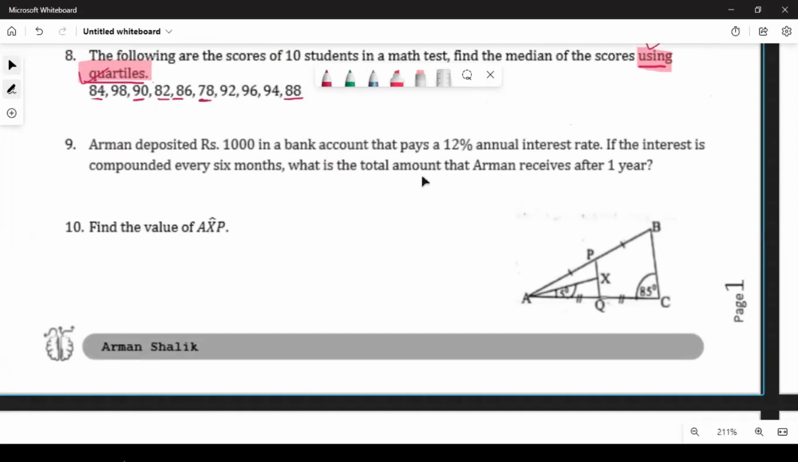Arman deposited 1,000 rupees in a bank account that pays a 12% annual interest rate. If the interest is compounded every 6 months, what is the total amount that Arman receives after 1 year? So this is related to compound interest, and they want us to directly find the value at the end of 1 year.